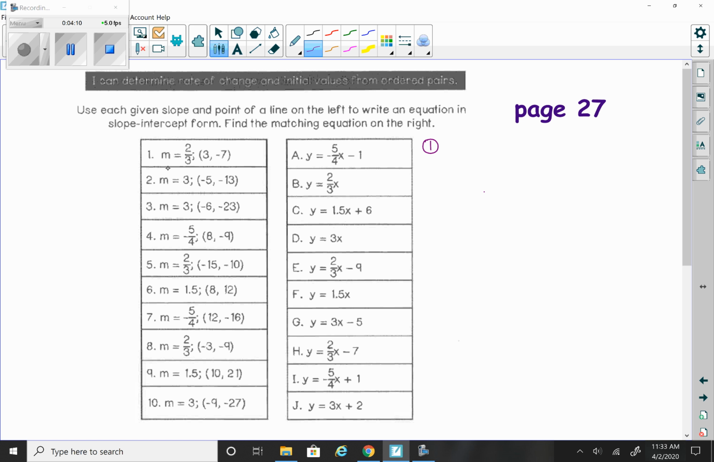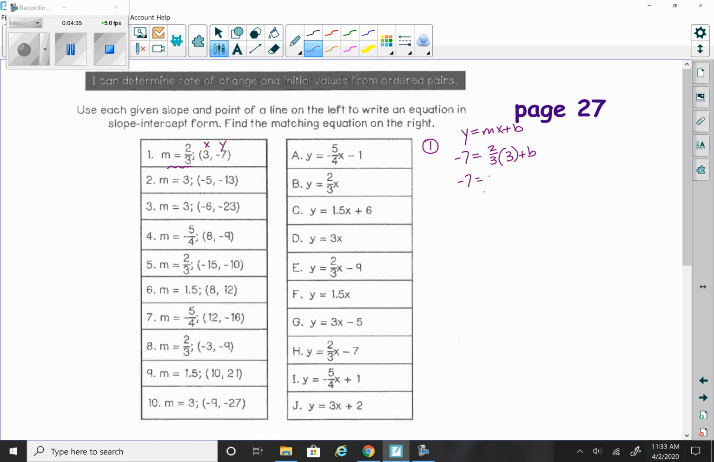I have a slope of 2/3. My x-coordinate is 3, and my y-coordinate is negative 7. So again, remember slope-intercept form, y equals mx plus b. I'm going to plug negative 7 in for y. I'm going to plug 2/3 in for m. I'm going to plug 3 in for x. And then I'm going to try to solve this equation for b, just like we did the other day.